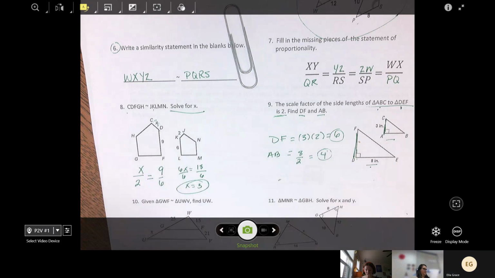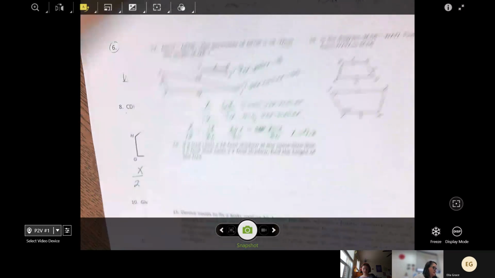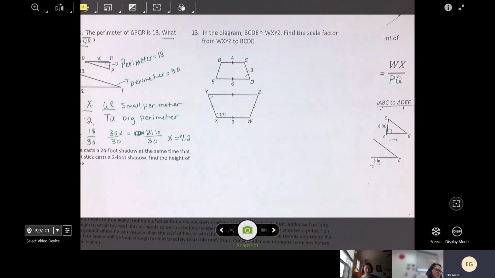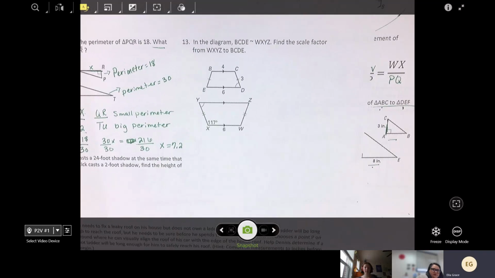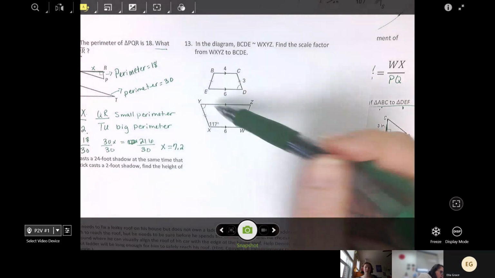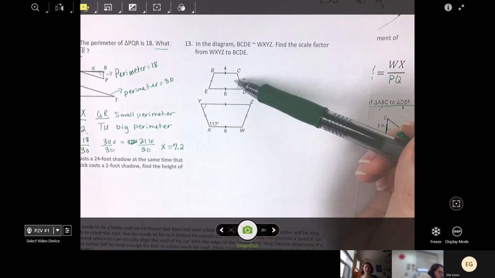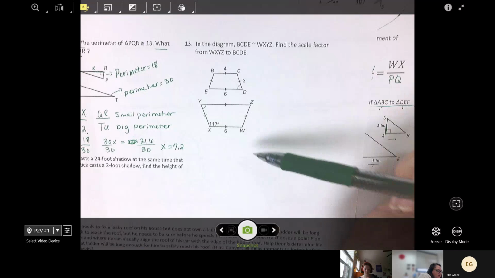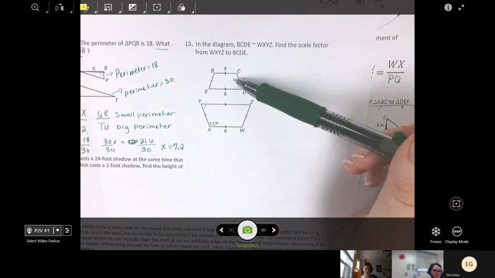Okay, can we go to the back now? Yes. Okay, so looking at the back, 13 says in the diagram, BCDE is similar to WXYZ. Find the scale factor from WXYZ to BCDE. So going from big to little, you know it's going to be a fraction, right? Because we're going from the bigger figure to the smaller figure.